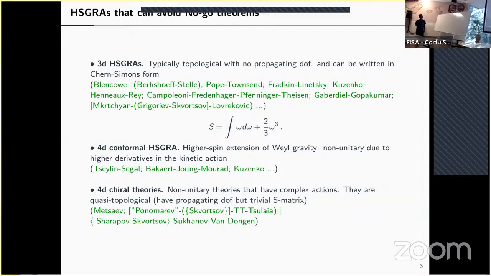Okay, so the next class is 4D conformal higher spin gravities. This is a higher spin extension of Weyl gravity, and this theory is non-unitary due to the fact that there are higher derivatives in the kinetic actions. More recently, there's a new class of higher spin theories called the 4D chiral higher spin theories. These theories are non-unitary because they have complex actions. However, they have propagating degrees of freedom, but appear to be trivial because the S-matrix turns out to be one. So we list them as quasi-topological higher spin theories.